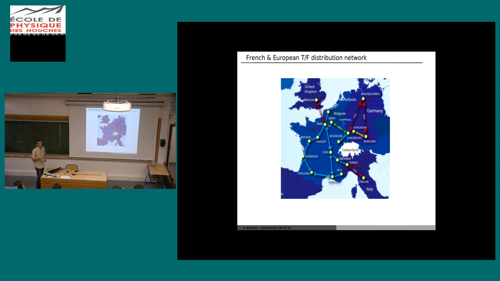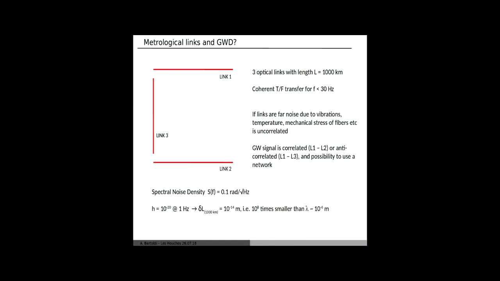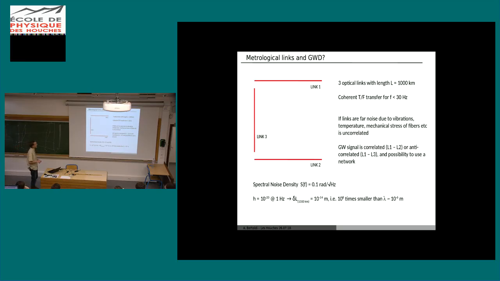There are other projects in other European countries. So I think that the German-French link is already operative. This one is already operative with PTB and München. This one here is operating. This one is ongoing, I think. But at a certain time there will be a continental-scale metrological link that could possibly be used for gravitational wave detection. That's the question that I'd like to answer probably in the coming time.